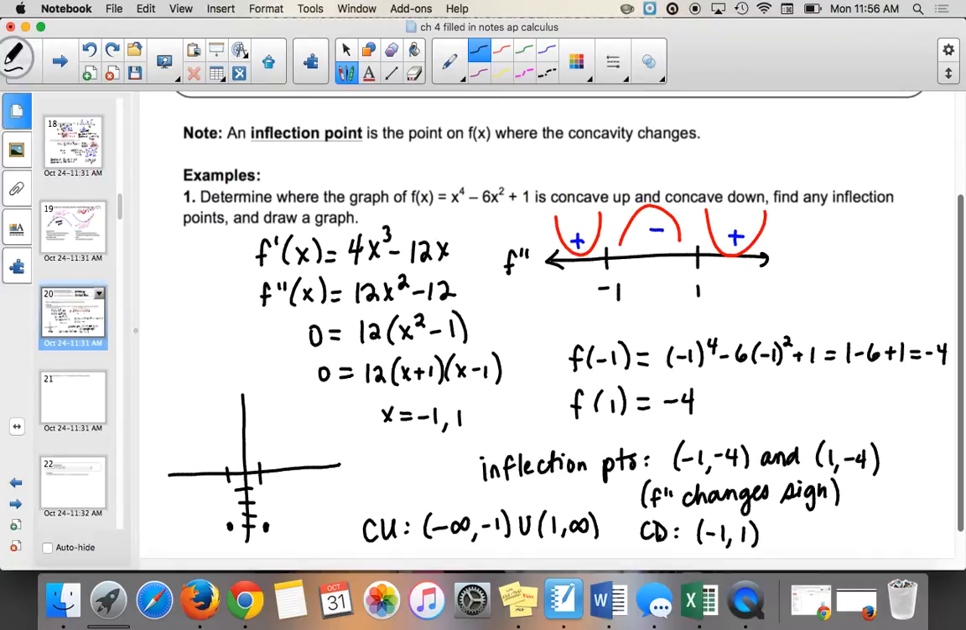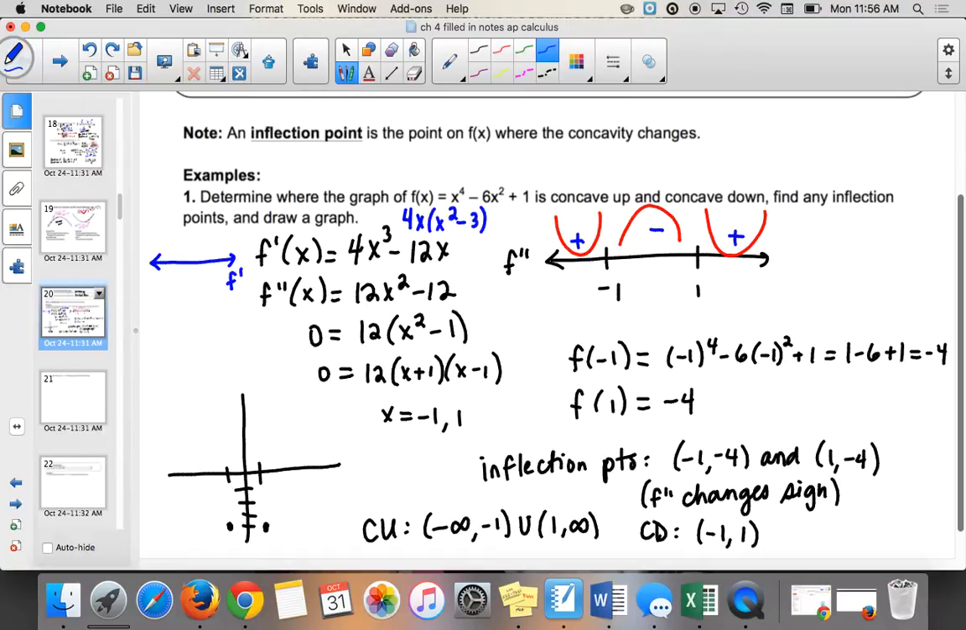What if I wanted to find other things, like a max or a min? What would I do? I'd have to do the f prime, right? So I'd have to factor this f prime. So I'd pull out a 4x. I'd have x squared minus 3. So it'd be at plus or minus root 3. That would be the max and mins. And you could plug them back in to find the y values.